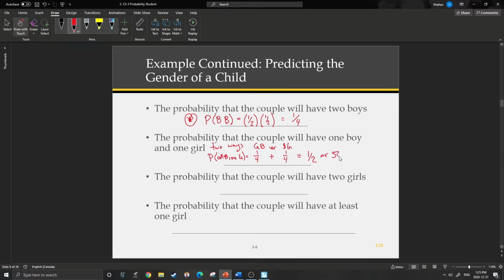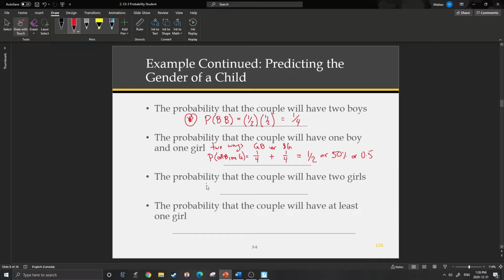All right, or 50%, right? You can write your answer as a percentage or as a decimal. For now, I'm sort of writing out all the possible ways you can write out the answer, but I'm not going to be doing that all the time. I tend to leave it as a fraction. All right, probability that the couple will have 2 girls.